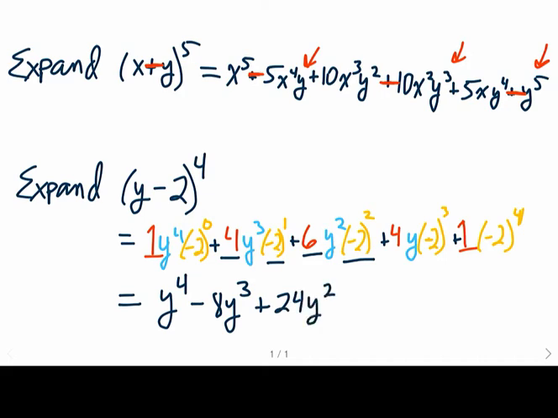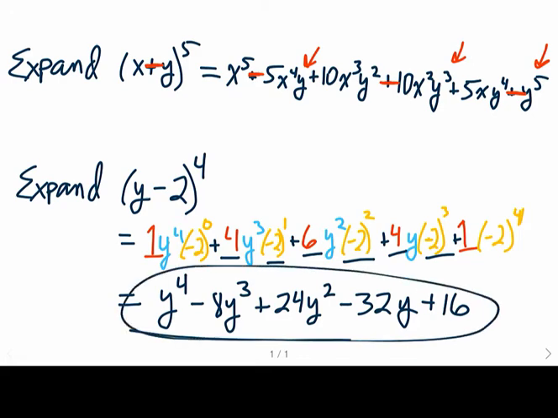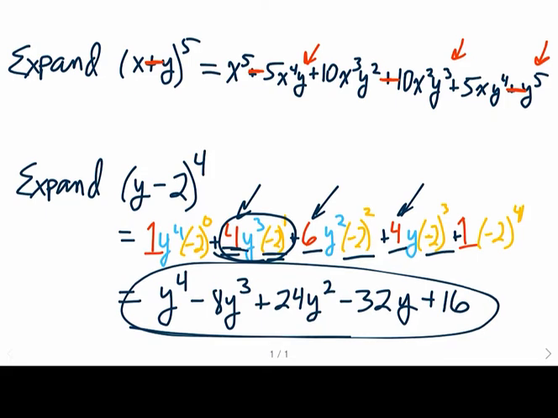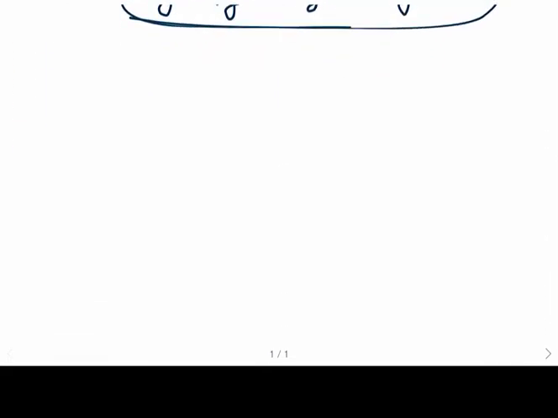Fourth term, we've got 4 times negative 2 cubed times y. Negative 2 cubed is negative 8. Mix that with the 4, we have negative 32y. And finally, our last term is 1 times negative 2 to the fourth power. And so that's going to be plus 16. And this is how we deal with numbers if they are part of the binomial, right? They mix with the coefficients that we have from Pascal's triangle, and since they're all one term, we multiply the numbers together.